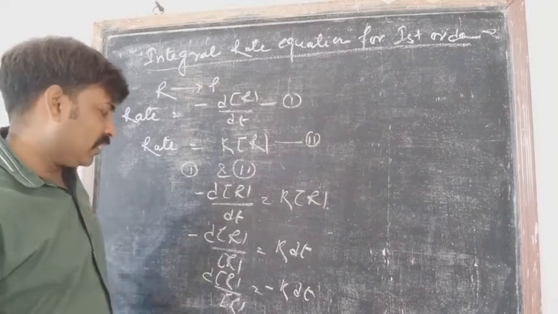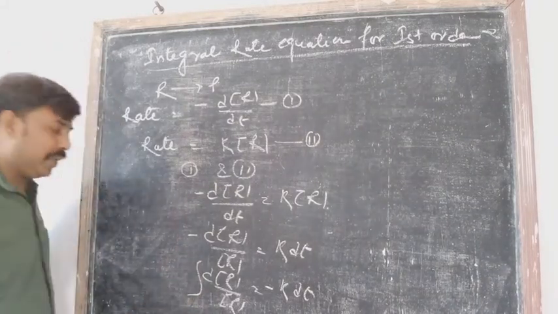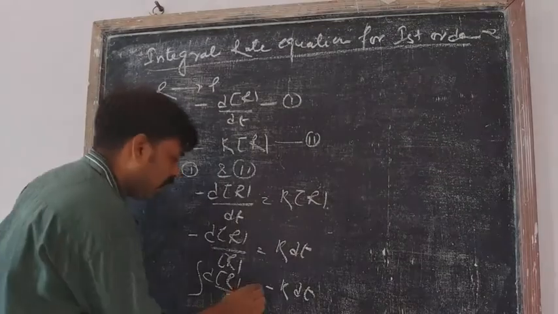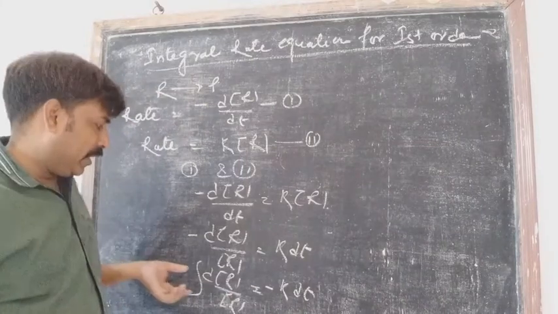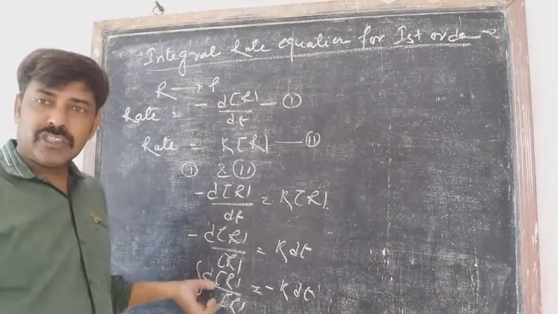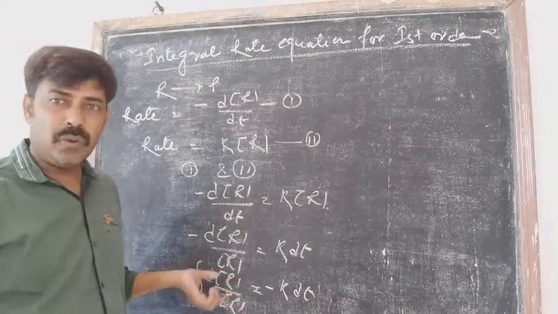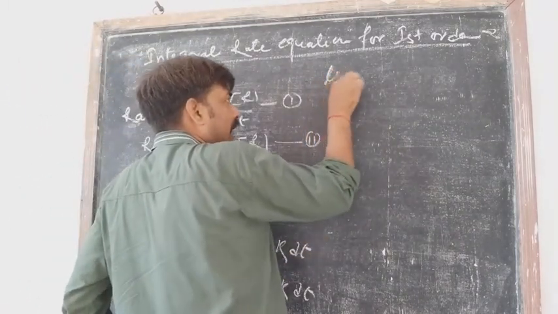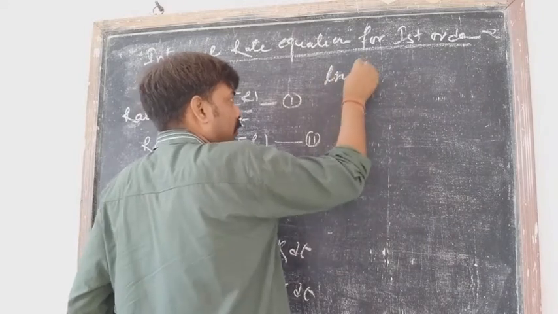Now we are just going to integrate the equation, minus dR by R equal to minus k dt. On integration, जब इंटीग्रेट करेंगे then dx by x equal to log x. So this is the log x. In chemistry, we write ln for the natural log.